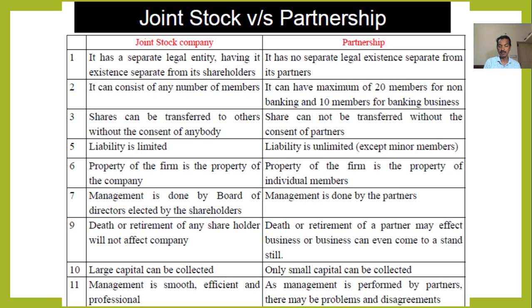Then management is done by the board of directors elected by the shareholders. In AGM, the board of directors will be elected. They will do the management. But here management is done by the partners. In case of death or retirement of any one shareholder, it will not affect the company. But the death or retirement of a partner may affect business, or business can even come to a standstill, or sometimes it may end.